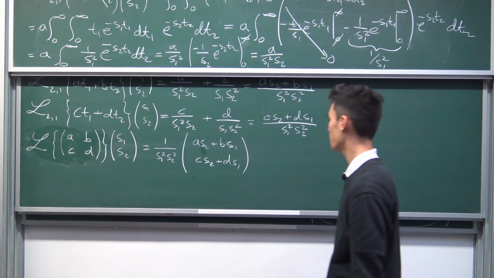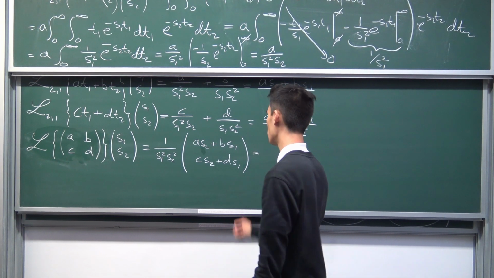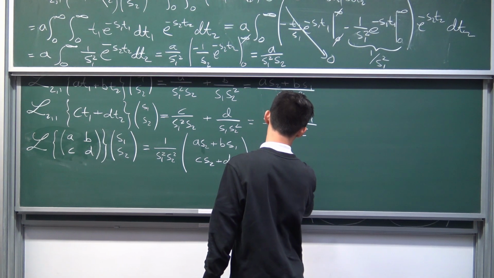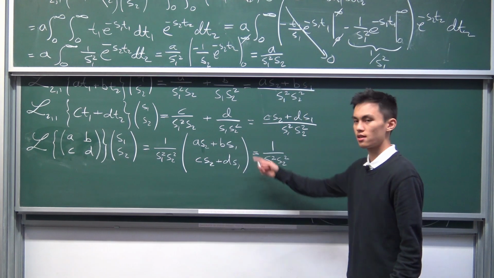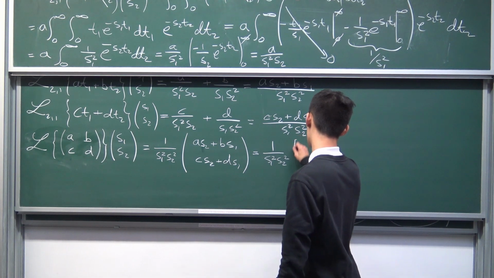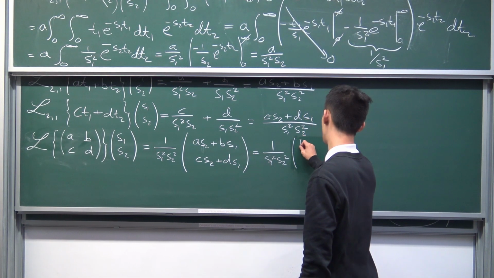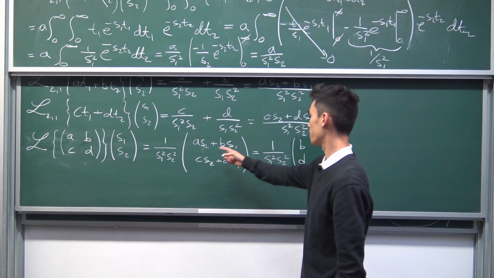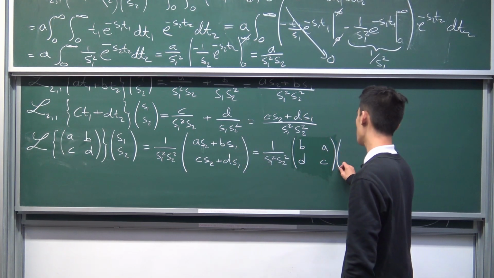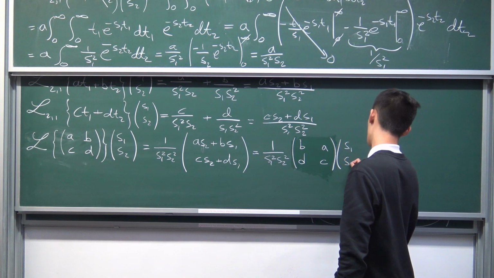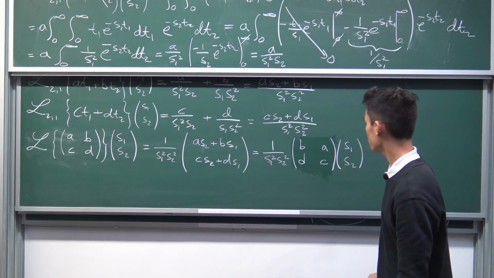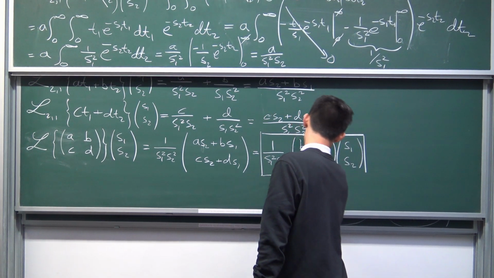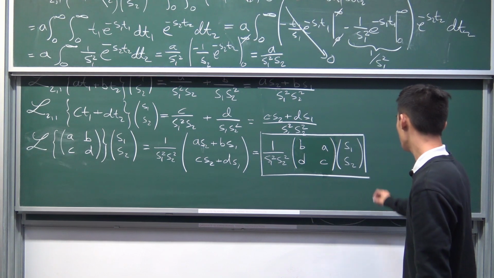I guess one more nice simplification you can do for the 2 by 2 case is you could have 1 over S1 squared, S2 squared, and you can rewrite this as a nice matrix equation. We would have B and then A over here, then D and then C, because the variables S1, S2 are kind of reversed, and then we would have S1 and then S2. So I guess we'll just leave this as the final result. This would be the Laplace transform of a matrix.